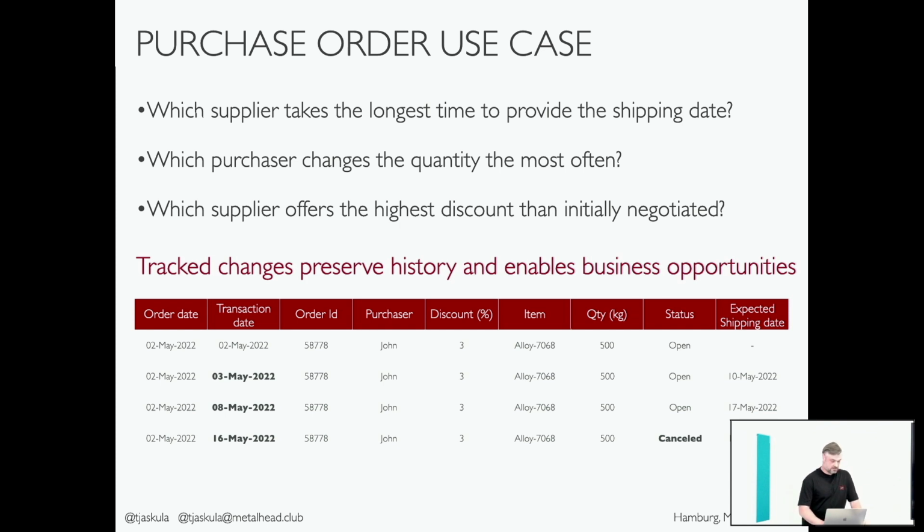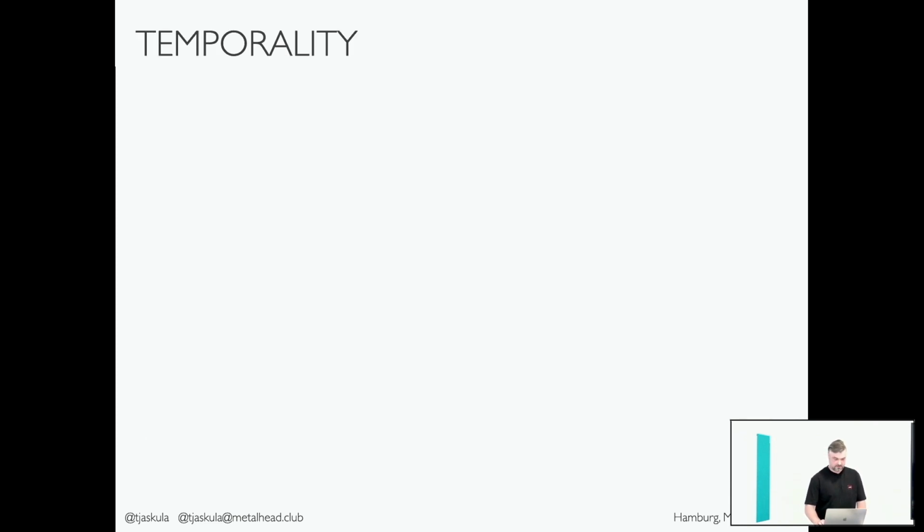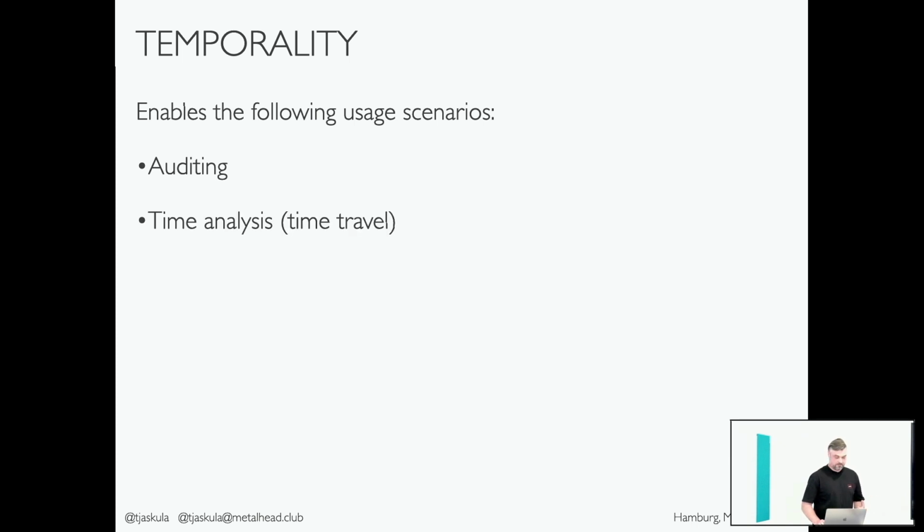Business activities that were counting on availability of the supplies, like for example cutting alloys, picking other items for shipping, and communication with the end customers, may have been impacted by the lack of the information. So temporality enables the following usage scenarios: auditing, time analysis, time travel, anomaly detection, and that's very useful for many business cases.